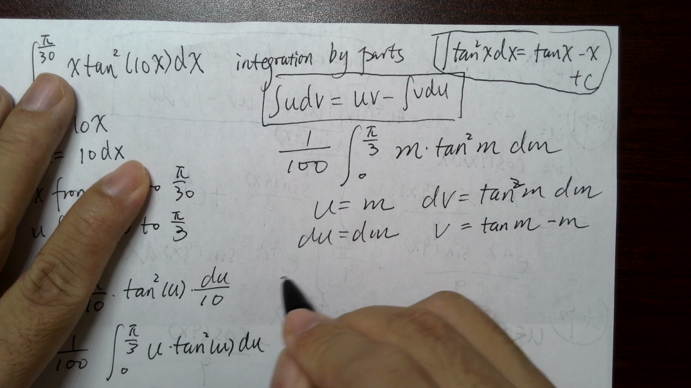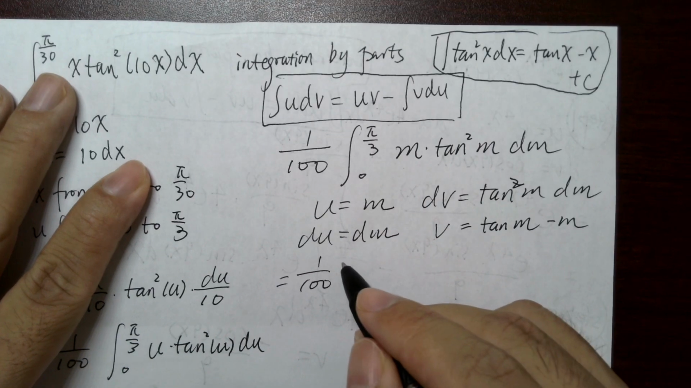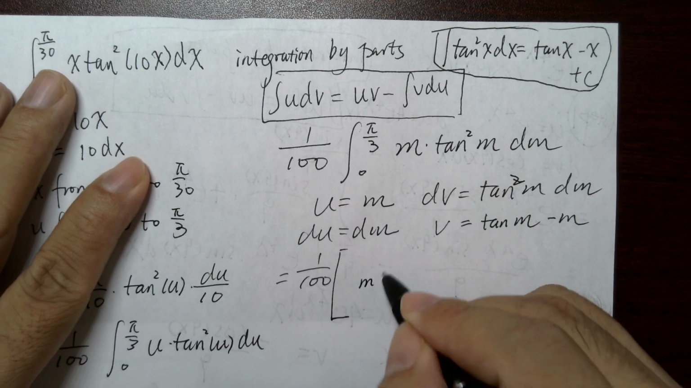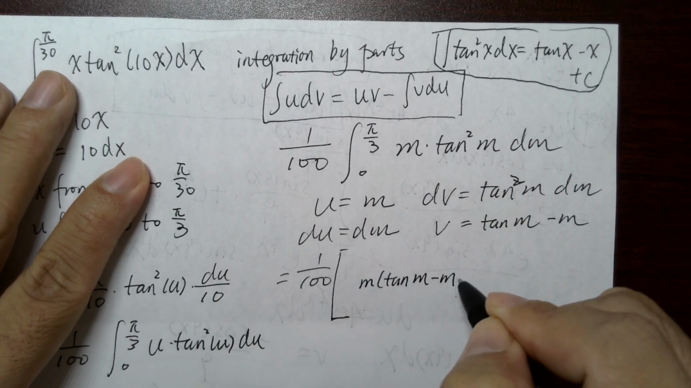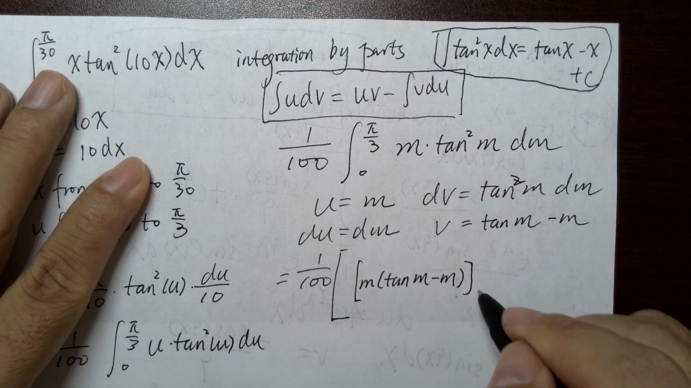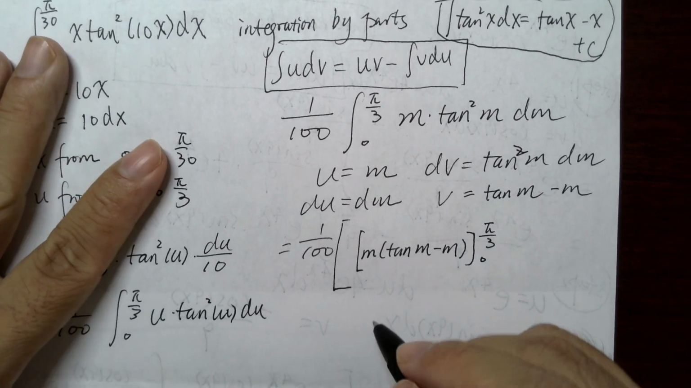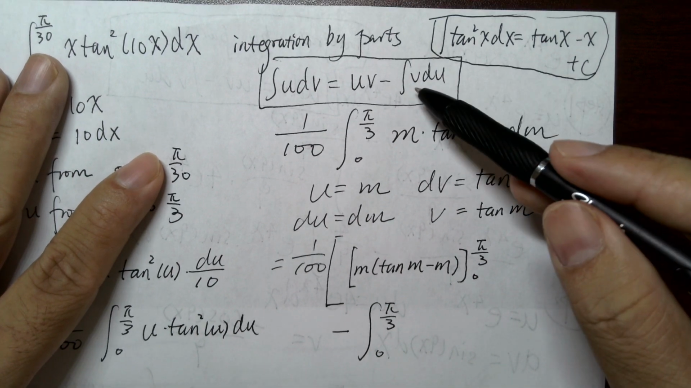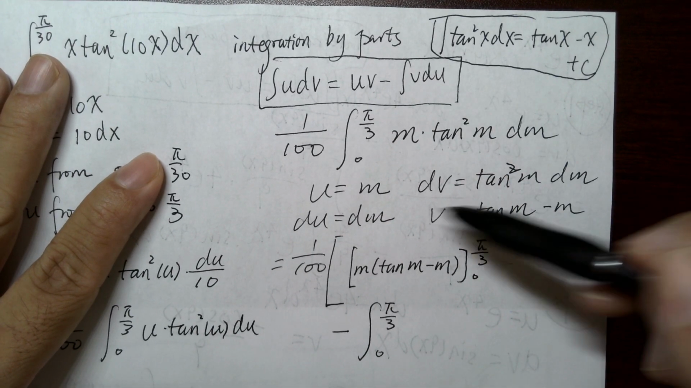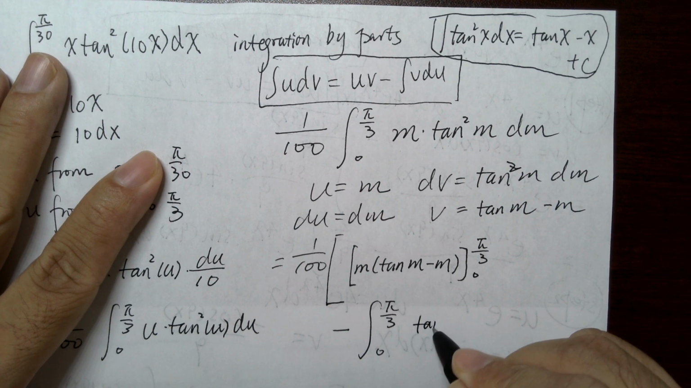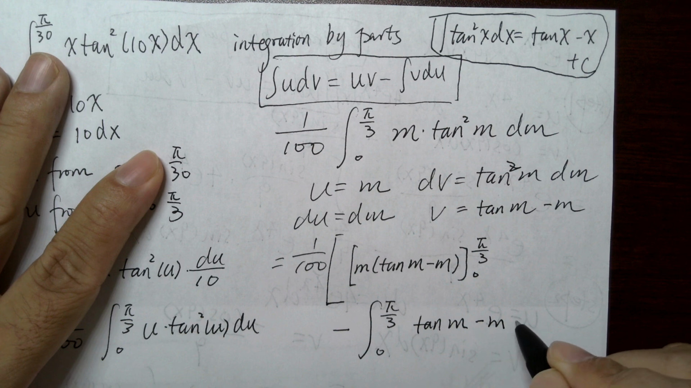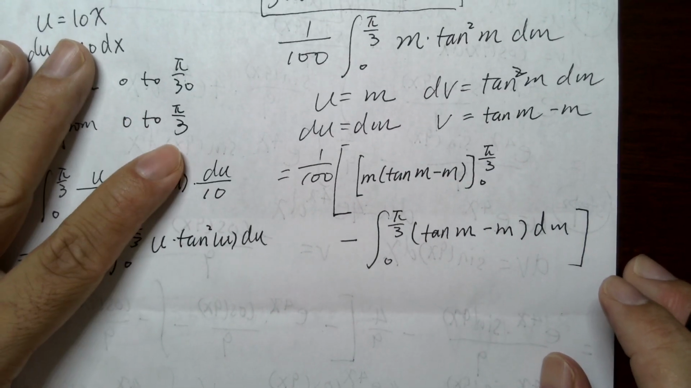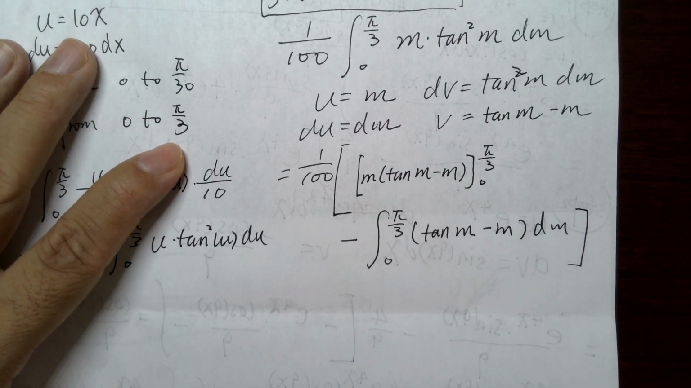So it gives us 1 over 100, right? Let's use a big bracket here. uv, which is m times tan m minus m, and then evaluated from 0 to pi over 3, okay? And then minus the integral from 0 to pi over 3 of v du, right? v is here, du is here, so it's going to be tan m minus m, and then dm. So that is the integration by parts.